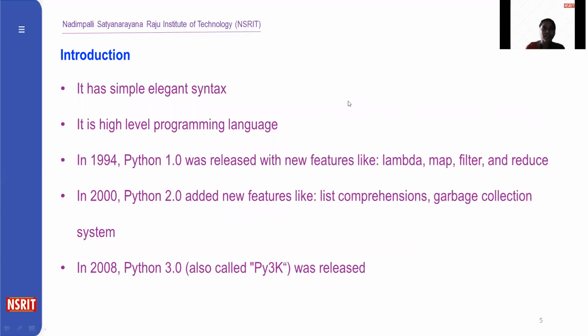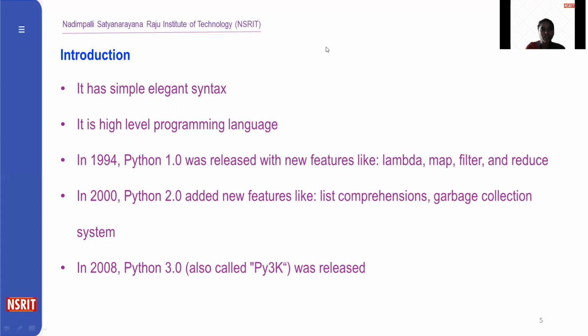And it has a simple, elegant syntax. Simple, elegant syntax means, when compared to other programming languages like the C programming language, for example, in C we must specify the data type while declaring a variable for writing the instruction. Whereas in the Python programming language, we don't need to declare the data type while defining the variable. That's why Python has a simple, elegant syntax.